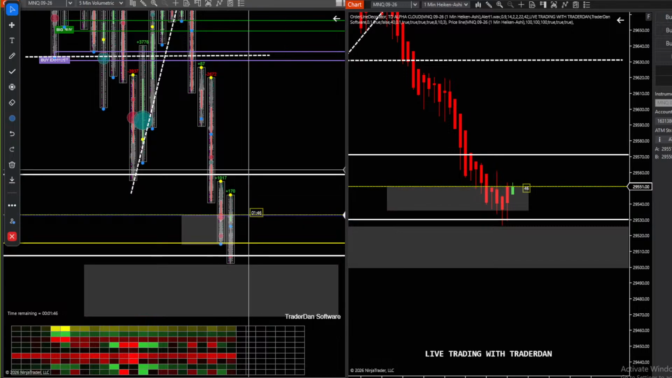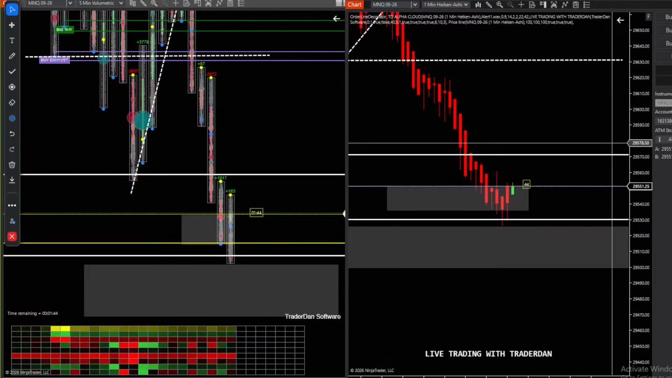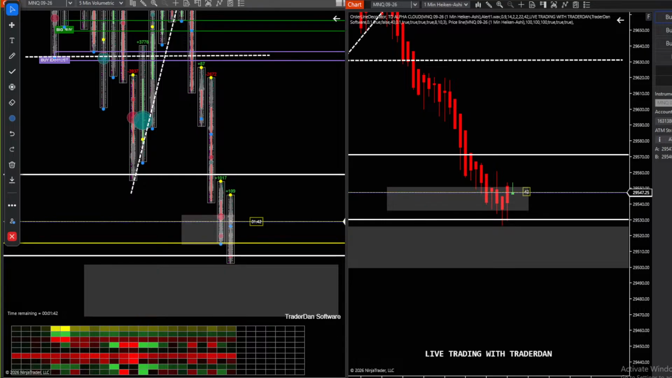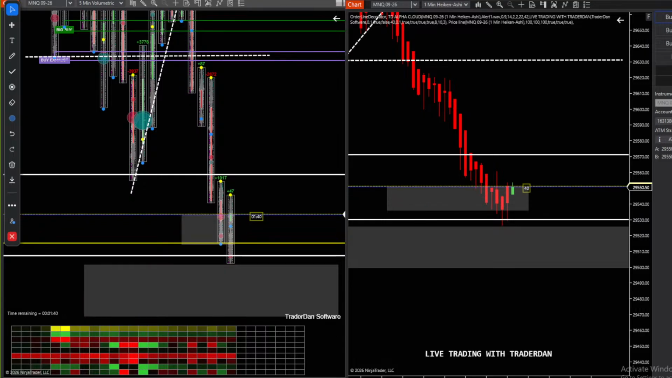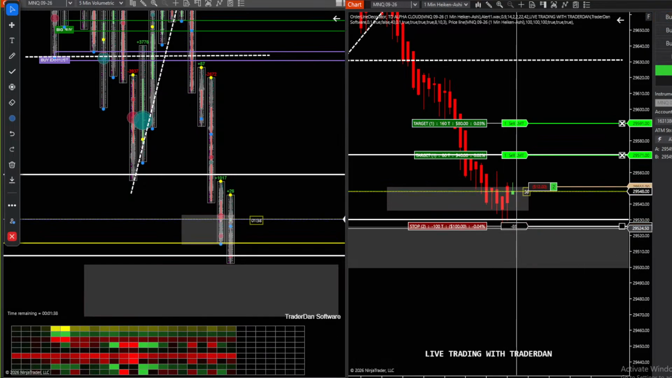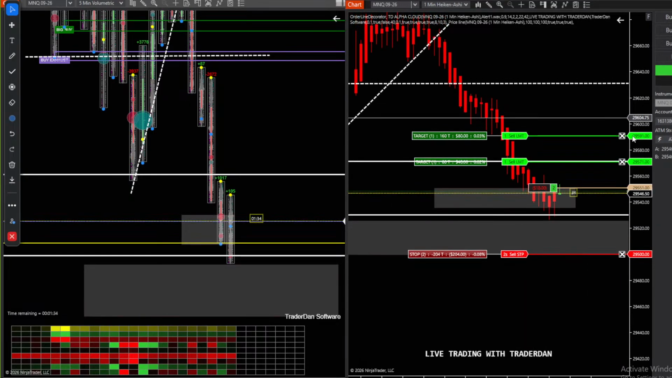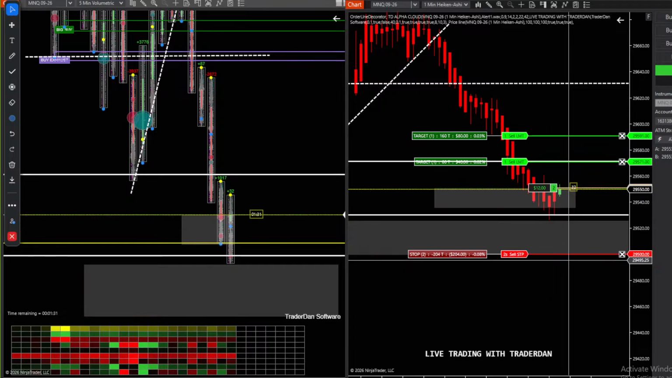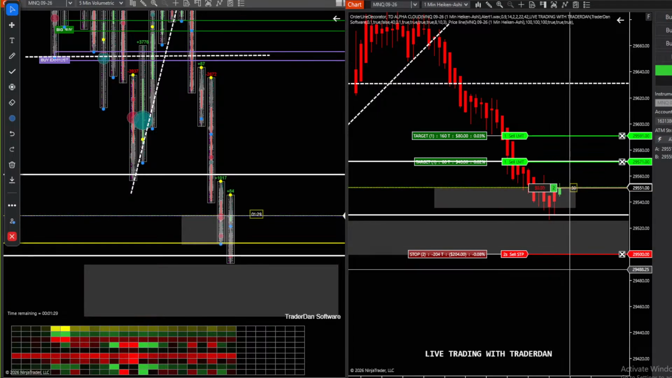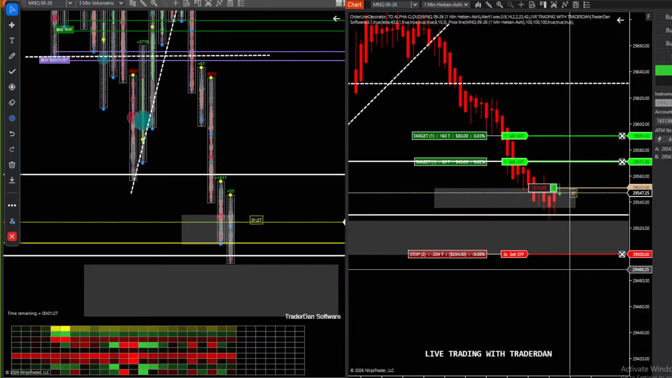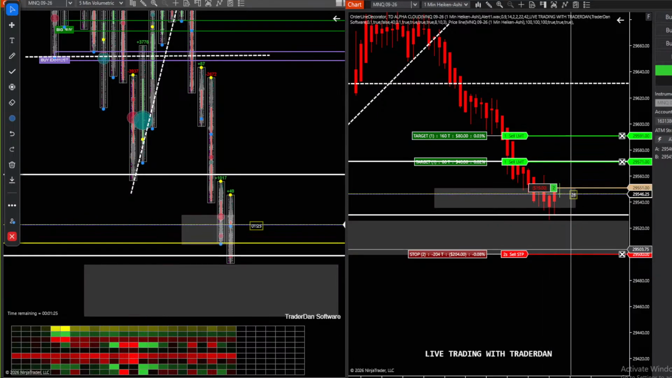Got buyers showing up. The question is, are they going to be able to hold off of this level? I'm going to take this little long here. One trade, guys. Let's see if we can get a bounce here. This is the first one, though. I don't know if it's going to work. It's off this 4-hour wick.